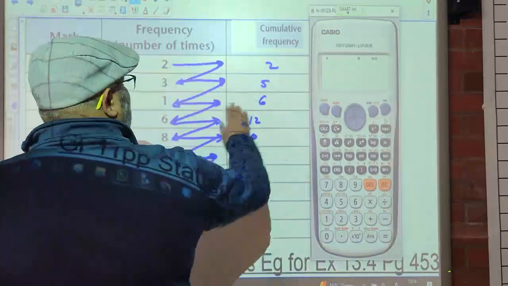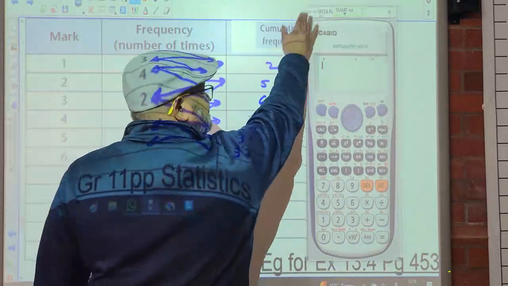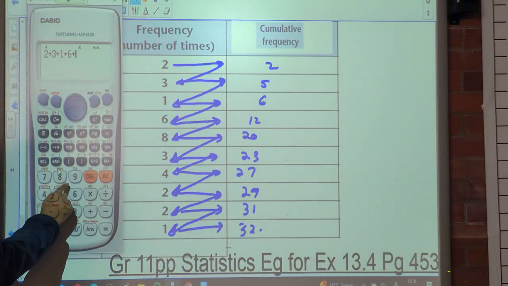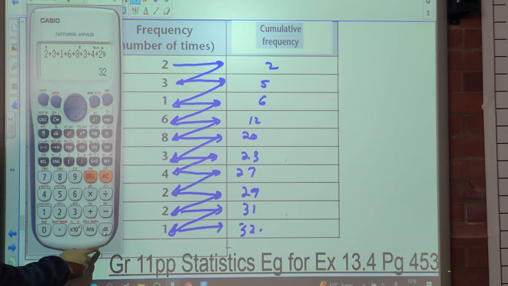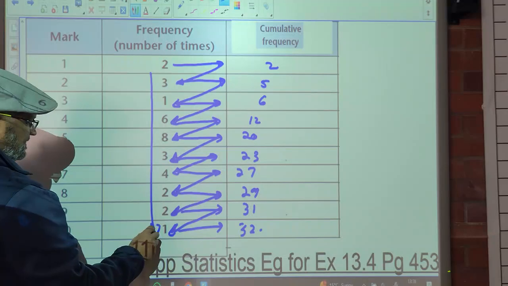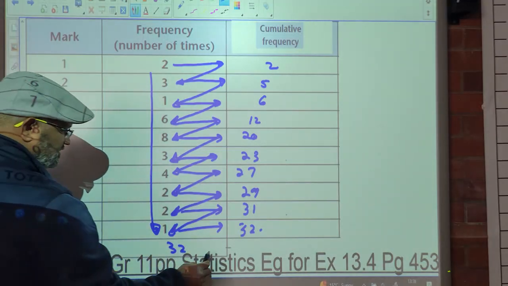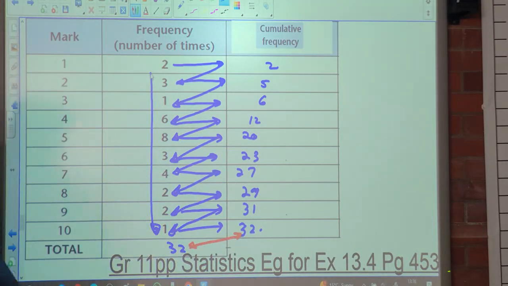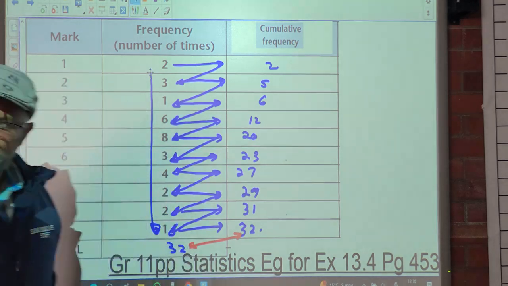Also, if I had taken this into account, no problem. So you got 2 plus 3 plus 1 plus 6 plus 8 plus 3 plus 4 plus 2 plus 2 plus 1. Gives you 32. Can you see that? If I add all of this up here, it also gives me the total number of 32. So you'll also note that this value here will always be equal to that value. You understand, people? Is there any confusion? You guys understand? Let's go with the next question.